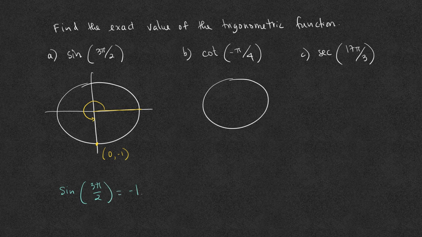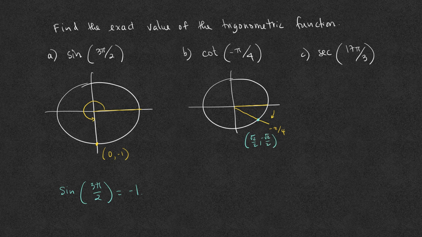For cotangent of negative pi over 4, again, first we would locate negative pi over 4. Always measure the angle from the positive horizontal x-axis. This is negative pi over 4, going clockwise. The terminal point at this angle is x equals positive root 2 over 2 and y equals negative root 2 over 2.